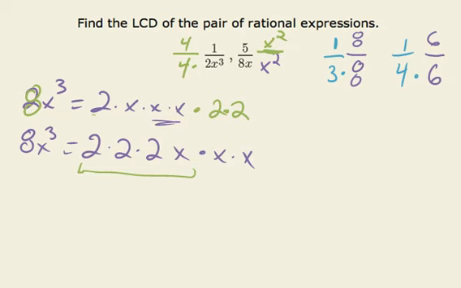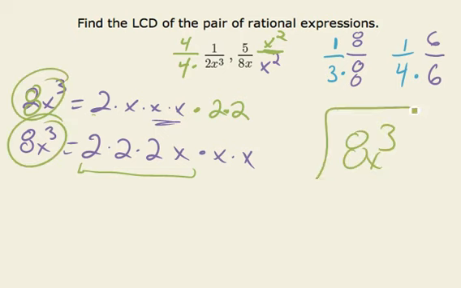But that's neither here nor there. They're just asking us here, what's the least common denominator? Well, it's this thing, the 8x cubed. So 8x cubed is our least common denominator.